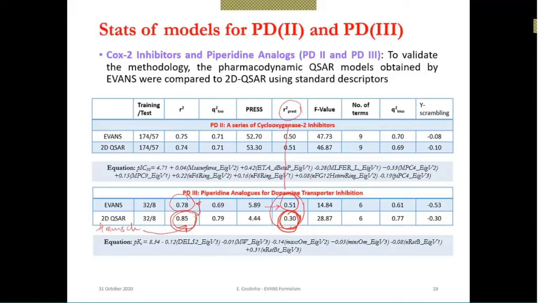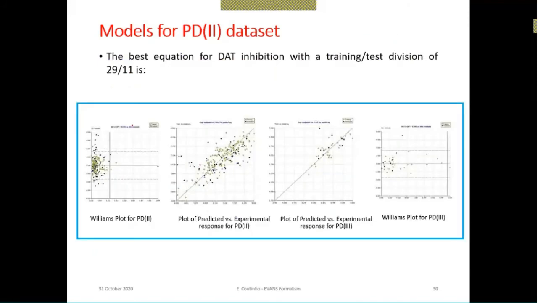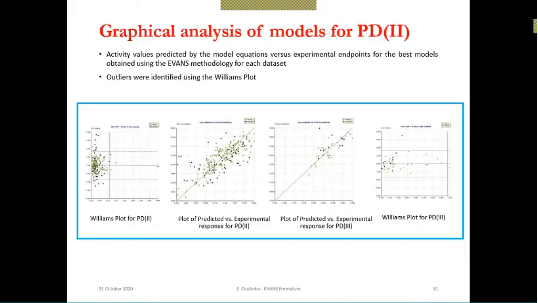So here are some models for the different data sets. I won't be going through them once again. Here is your applicability domain, and now you can see the applicability domain that is bounded by this square is much narrower than the previous one out here. Now here is something very disconcerting.